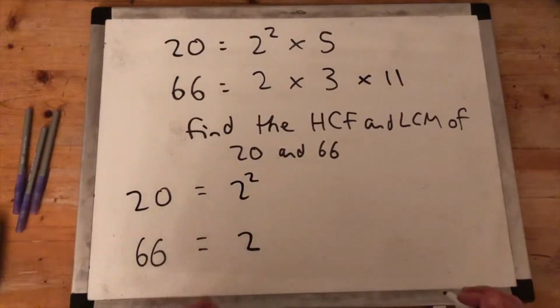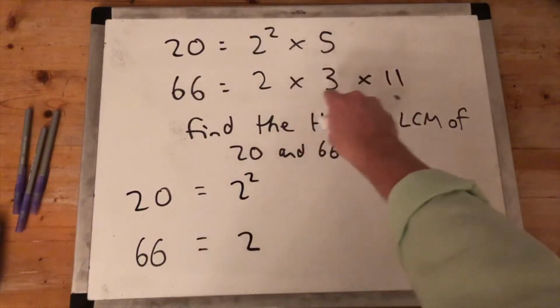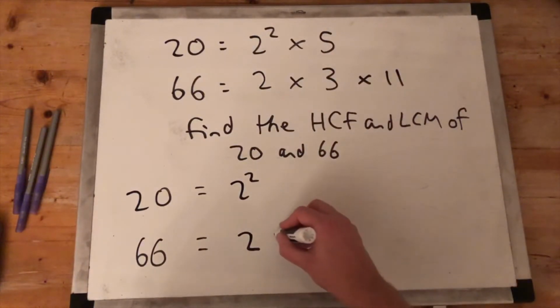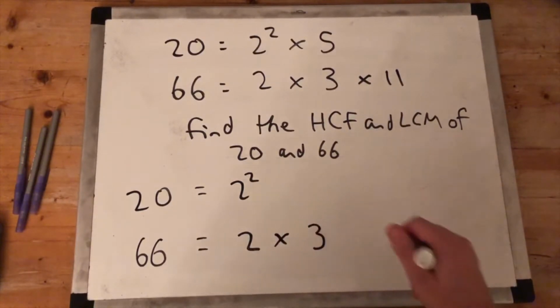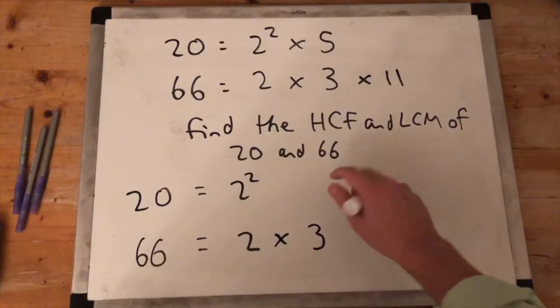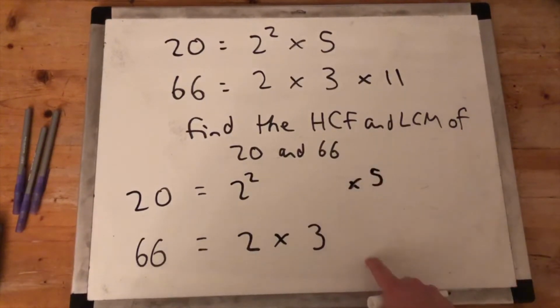We now need to look for our 3's column. Well, 20 doesn't have any 3's, but 66 does. So we do times 3. Leave a space here because there are no 3's in the 20 column. But in the 20 column there is a 5. So we leave a space here in 66 for our 5's column.